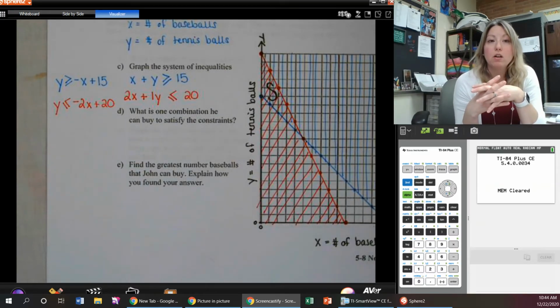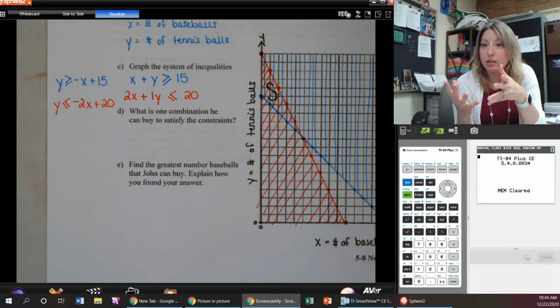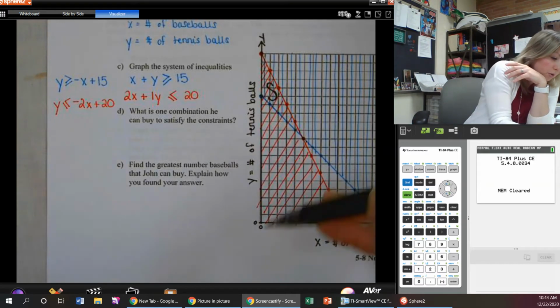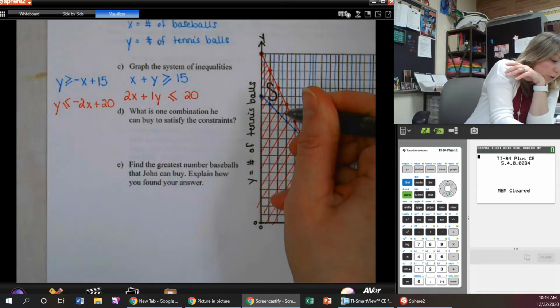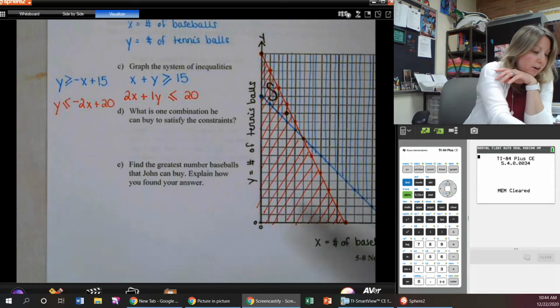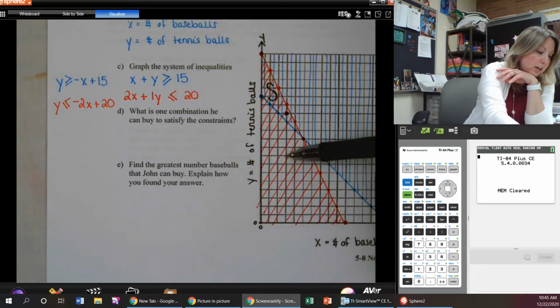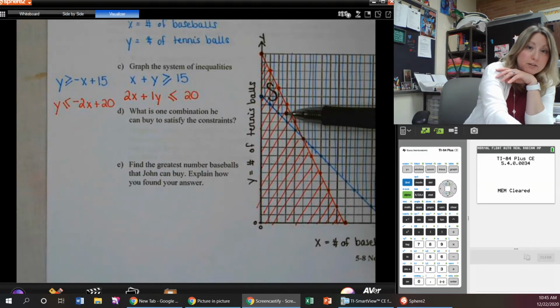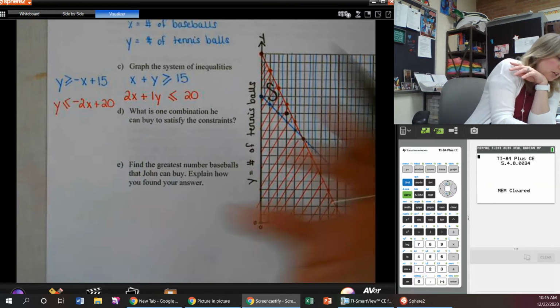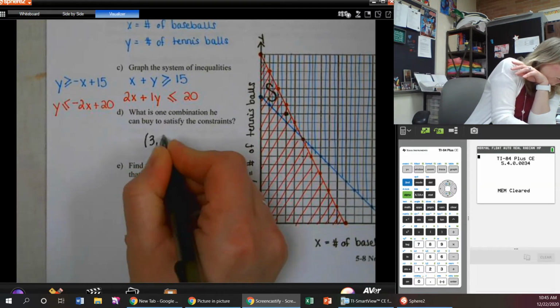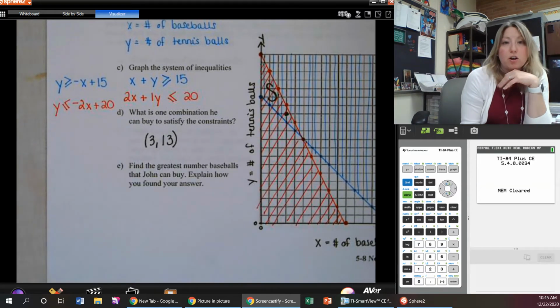All right. What's one combo that John can buy that satisfies both constraints? I'm going to go with right here. There's one combo because I'm inside the double shaded region right here. This is 1, 2, 3 up 1, 2, 3, 4, 5, 6, 7, 8, 9, 10, 11, 12, 13. 3, 13 is one combination. Now, what does 3 stand for? It's the number of baseballs John can buy.